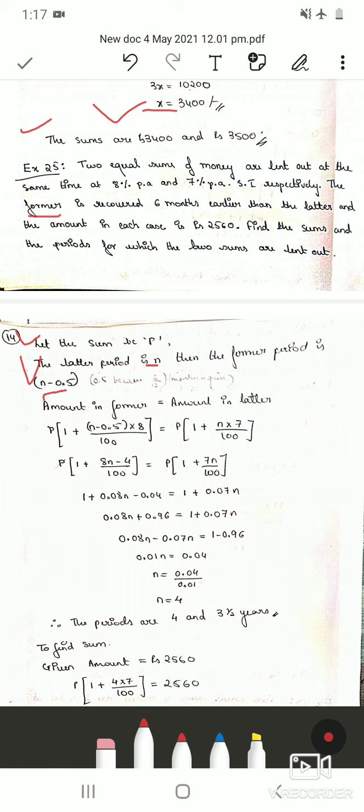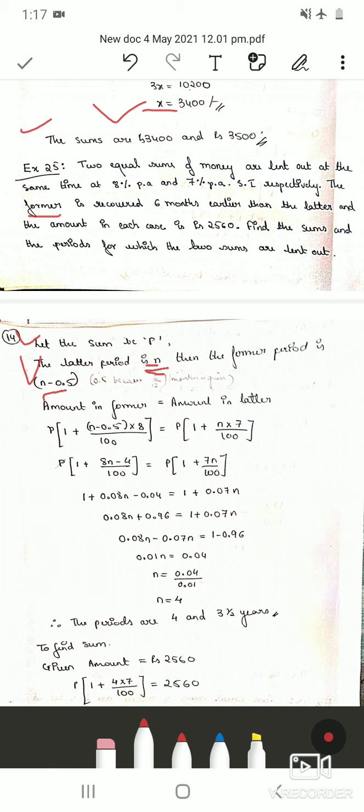Don't just directly take 6 months. If you are taking in months, then even this n should be months, and even in the formula you have to include months. So it is better in the first step itself you convert it into years. There will be no confusions. So the former period is n minus 0.5.